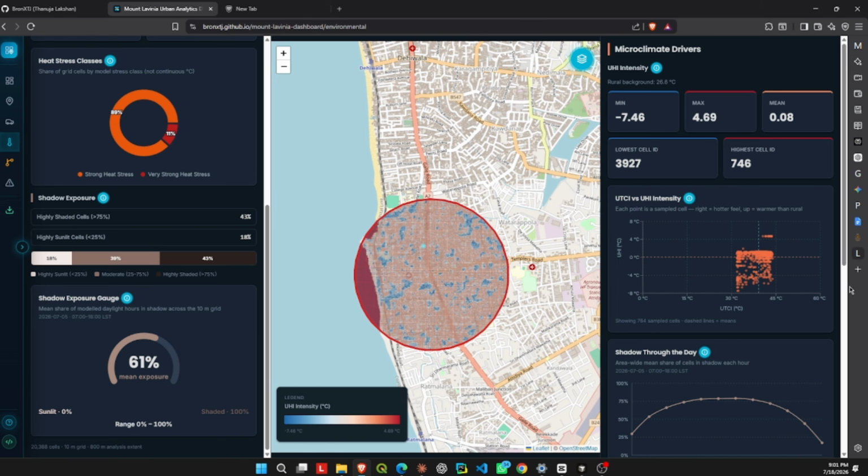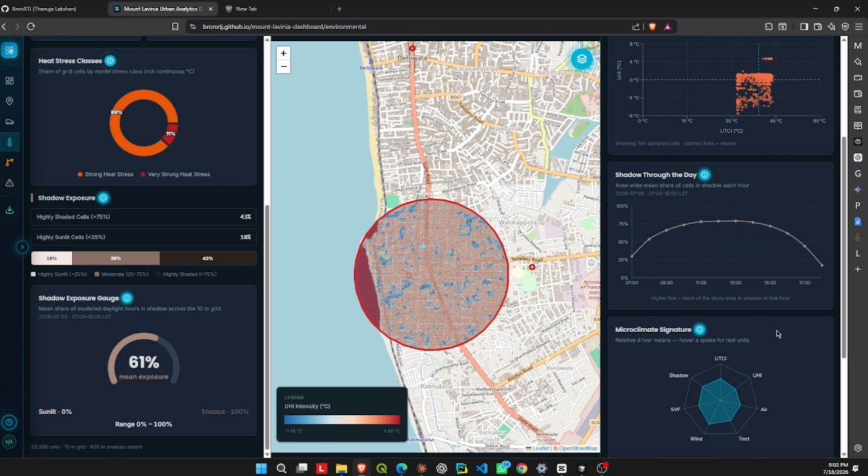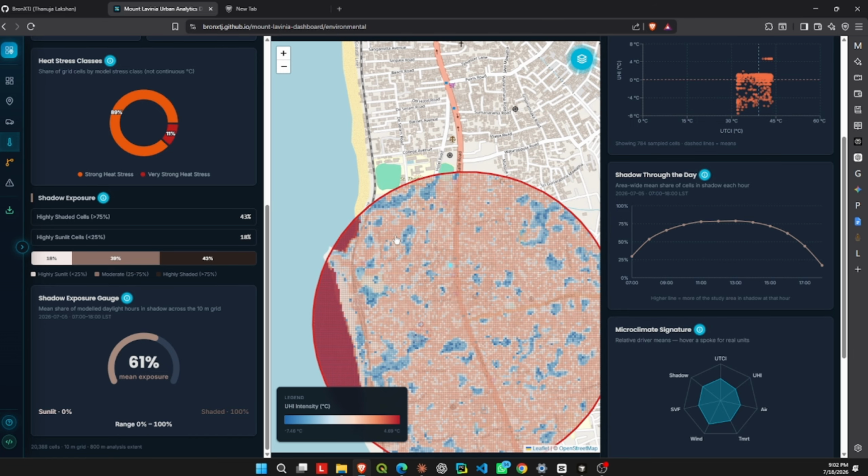As much as general urban warming, right? So shadow throughout the day you can see here. Shadow rises through the late morning and peaks between 12 and 2 p.m., and then falls toward the evening, right? So this actually shows when the corridor, our urban area, is most shaded during the day. Midday has the highest shadow coverage, but sunlight exposure still remains significant in many cells, right?